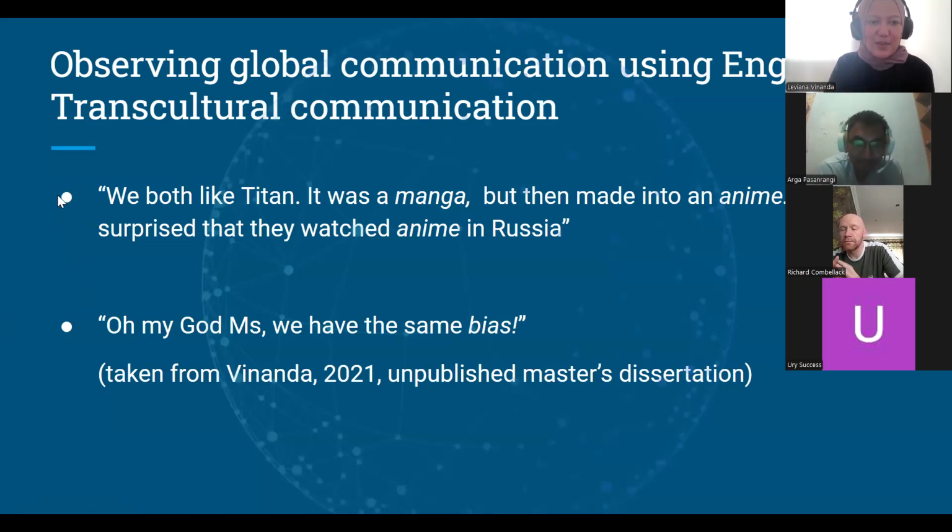In the first example, one of my students, following the conversations with her Russian friends, said this to me: "Miss, we both like Titan. It was a manga, but then it was made into an anime. I was so surprised that they watch anime in Russia." Now, my question to you here: are you familiar with that word? Manga, anime, are you familiar?